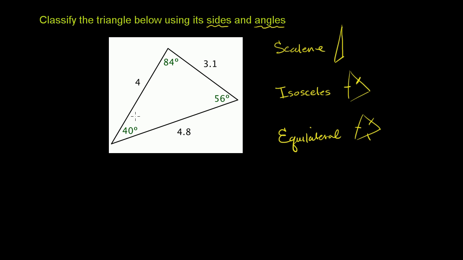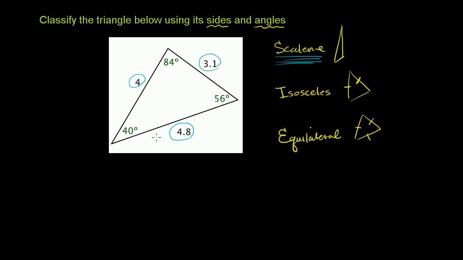So over here, they give us the three sides. One is of length 4. One is of length 3.1. One is of length 4.8. None of them are the same length. So this is a scalene triangle. And that's just thinking about the sides.